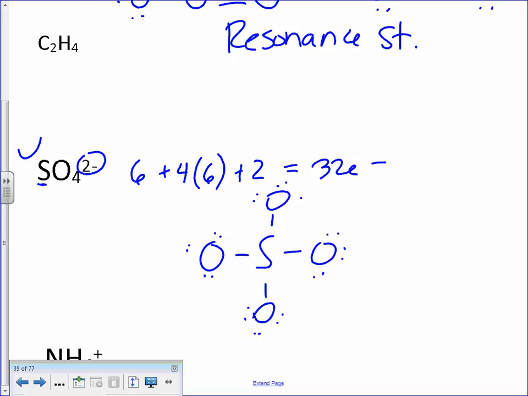8, 16, 24, 32. So that's good. And this is actually mostly correct. I'm not going to tell you everything about Lewis dot structures because you don't need to know everything. You just need to know that this has 32. Everybody's got octet. We're good.